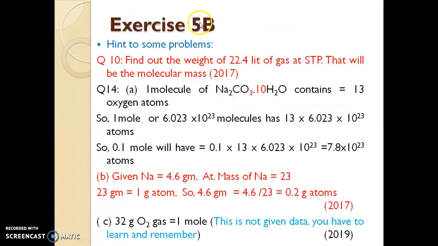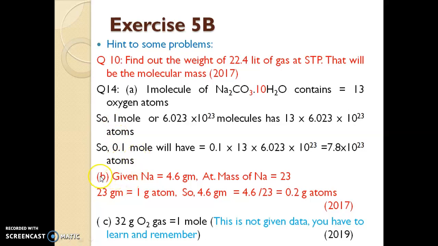Now go to your exercise 5B. There are hints to some problems. Question number 10 has appeared in the ICSE exam 2017. Find out the weight of 22.4 liter of gas at STP, and that will be the molecular mass. That is your answer. Question 14: 1 molecule of Na2CO3.10H2O contains 13 oxygen atoms. I have marked 10 oxygen over here and 3 over here. So 1 mole, how many atoms? So 0.1 mole, how many atoms?